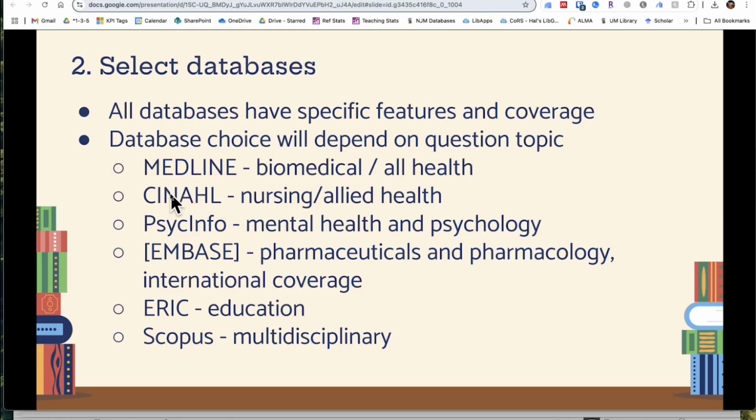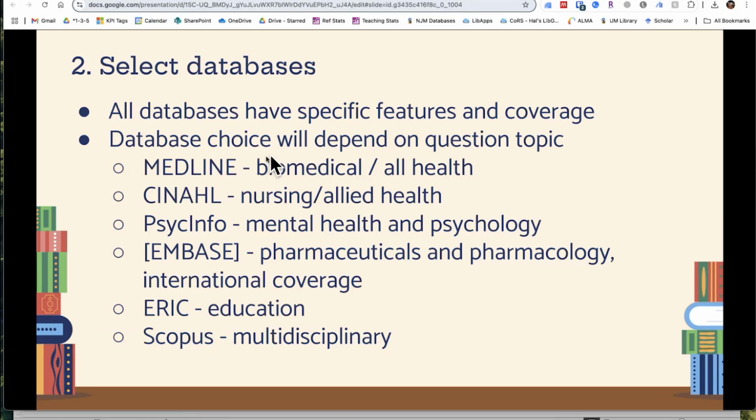So if, for example, you touch on anything related to allied health or nursing, you're going to want to include CINAHL. If you have anything to do with mental health, psychiatry, psychology, you want to include PsycInfo. ERIC is an education database. I also saw, I'm pretty sure, that you have access to Scopus, which is a huge multidisciplinary database. I include it in almost all of my systematic reviews now. So I would say this is a good resource to have as well. I didn't put it in here.